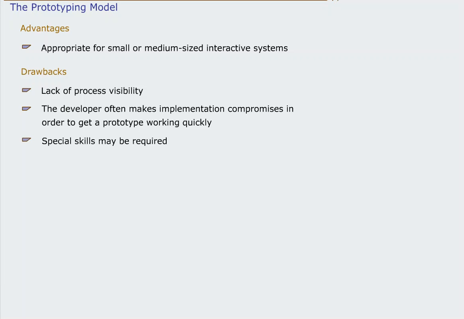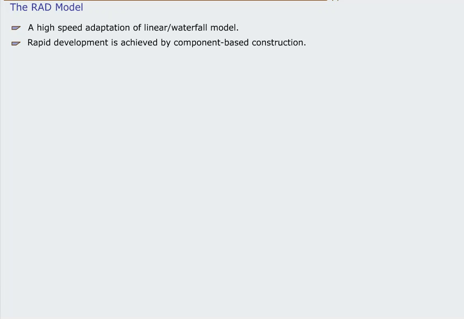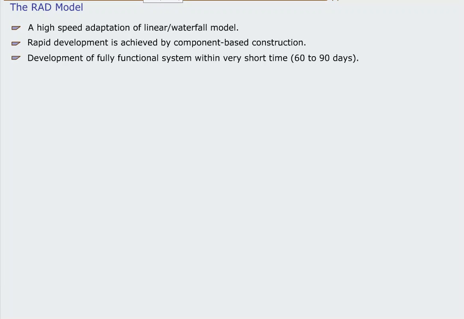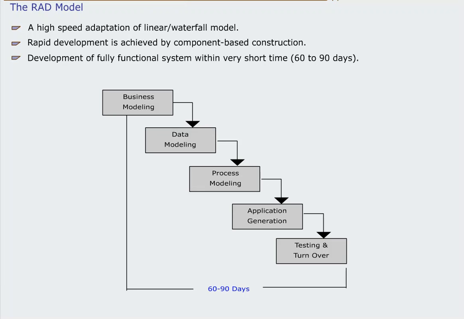Special skills may be required, for example, learning 4GLs and CASE tools. Rapid application development is a high-speed adaptation of the waterfall model in which rapid development is achieved by component-based construction. If requirements are well understood, a fully functional system is developed within a very short time. The development may typically take 60 to 90 days.